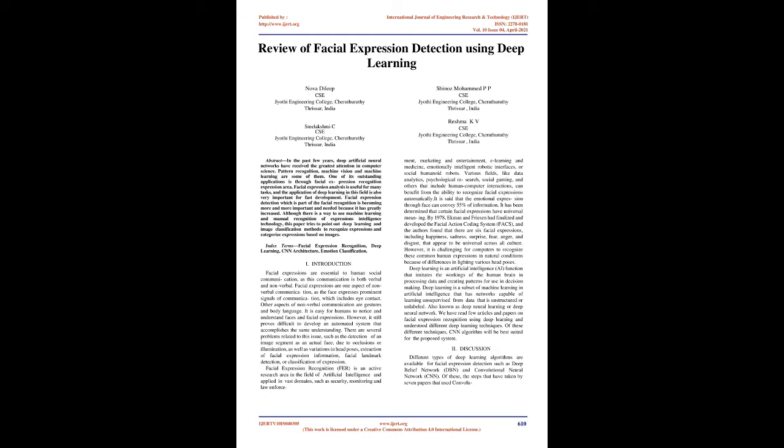Index terms: facial expression recognition, deep learning, CNN architecture, emotion classification. Introduction. Facial expressions are essential to human social communication, as this communication is both verbal and nonverbal. Facial expressions are one aspect of nonverbal communication, as the face expresses prominent signals of communication, which includes eye contact. Other aspects of nonverbal communication are gestures and body language.